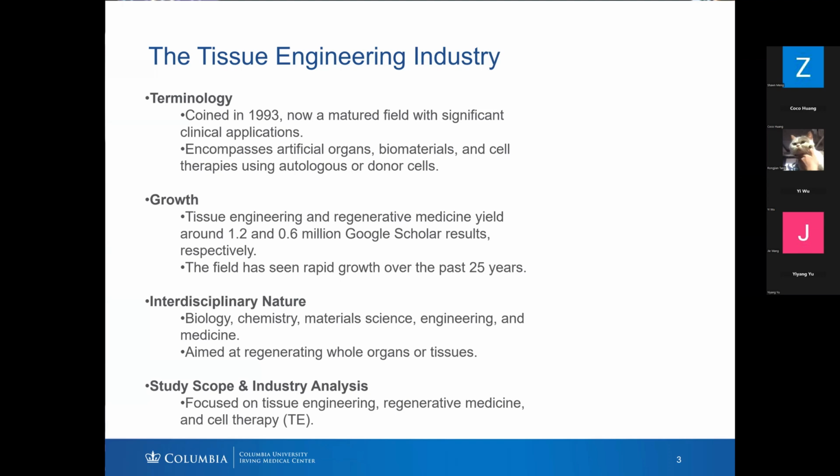Since the term tissue engineering was first introduced in 1993, this field, along with regenerative medicine and cell therapy, has evolved from early stage concepts to widely used clinical applications. Tissue engineering broadly combines engineering and biology to restore or improve tissue function, including the development of artificial organs and biomaterials, as well as cell therapies.